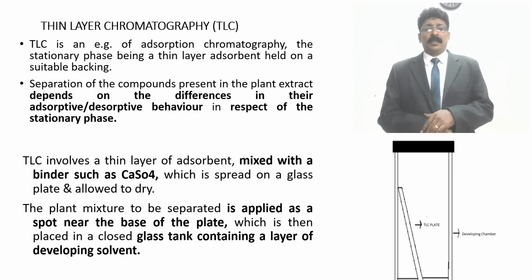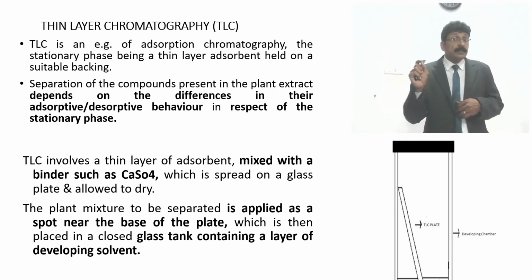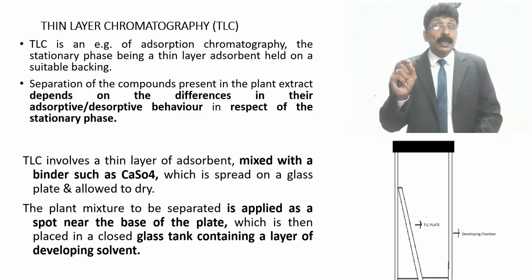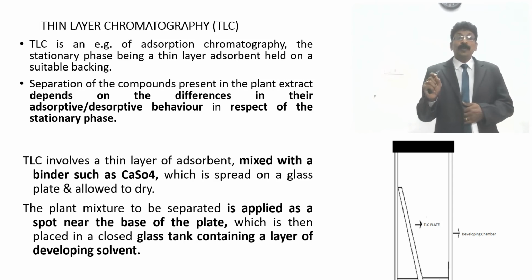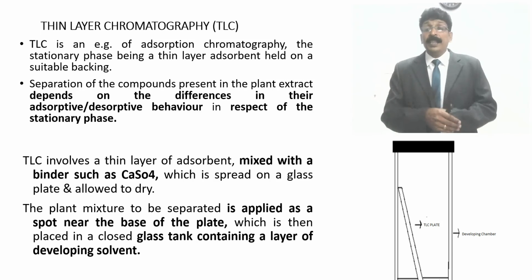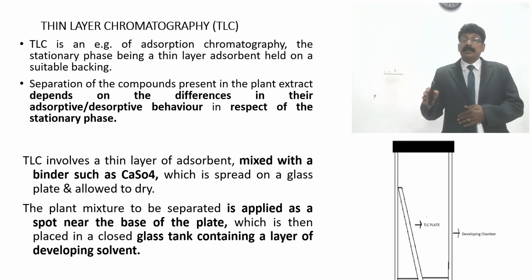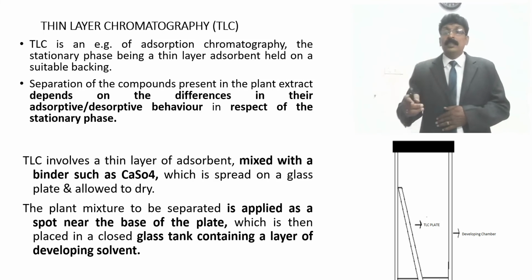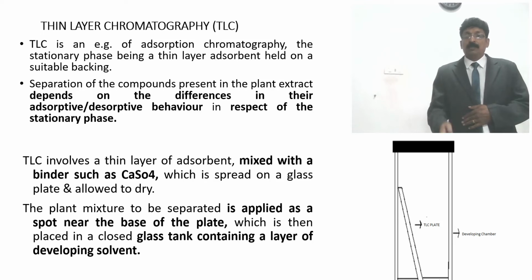The plant mixture to be separated should be kept as a spot near the base of the plate, which is then placed in a closed glass tank containing a layer of developing solvent. So that is the mobile solvent developing. In the picture itself you might have seen the thin layer plate kept inclined at 45 degrees in the chamber, and the solvent kept at the bottom is the mobile solvent phase, which is shown there.